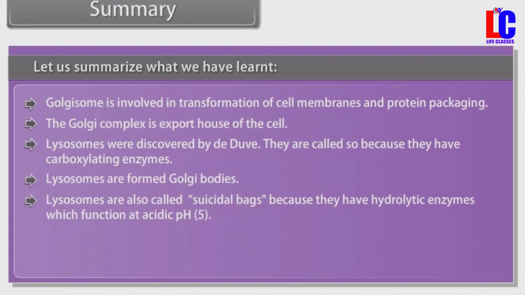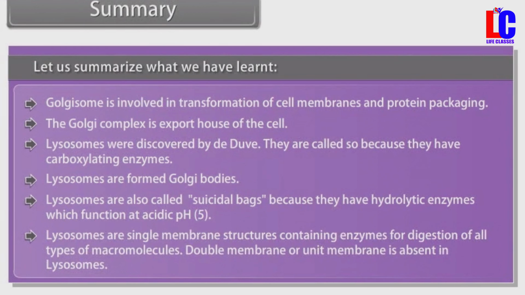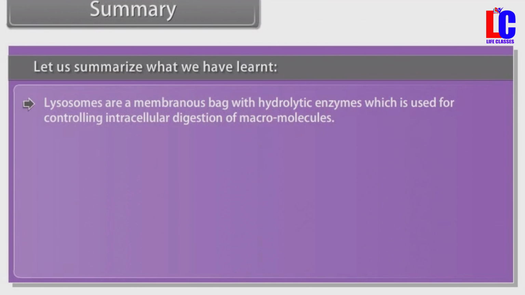Lysosomes are also called suicidal bags because they have hydrolytic enzymes which function at acidic pH 5. Lysosomes are single membrane structures containing enzymes for digestion of all types of macromolecules. Double membrane is absent in lysosomes. Lysosomes are membranous bags with hydrolytic enzymes which are used for controlling intracellular digestion of macromolecules. Lysosomes are polymorphic and contain hydrolases.